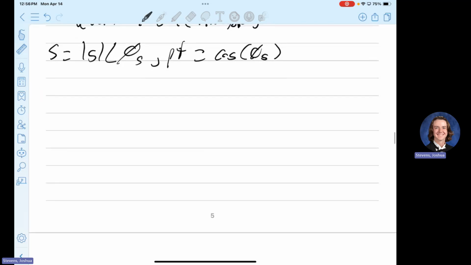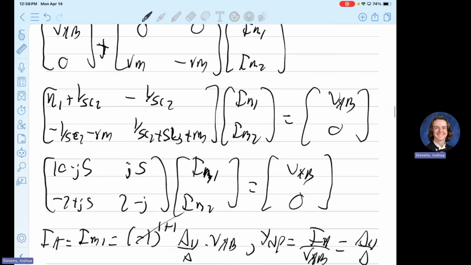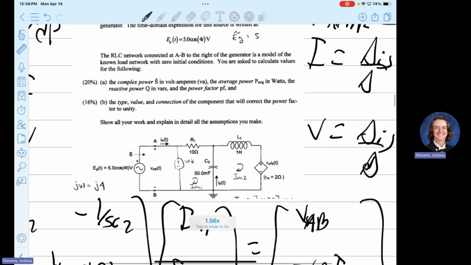All right, part B. This one sucks. It says find the type, value, and connection of the component that will correct the power factor to unity. Does anybody know what that means? What does a power factor of 1 mean? To do so, how do we get rid of the complex part?